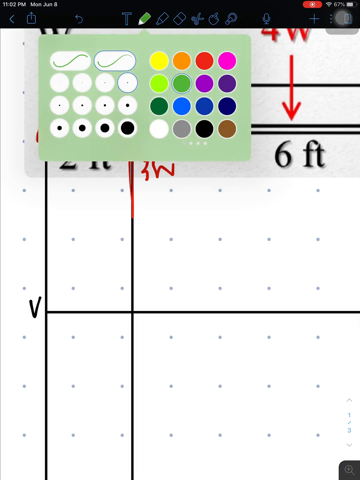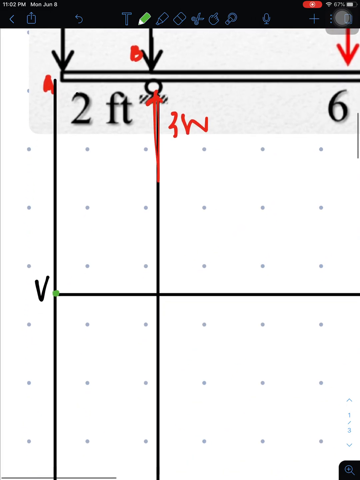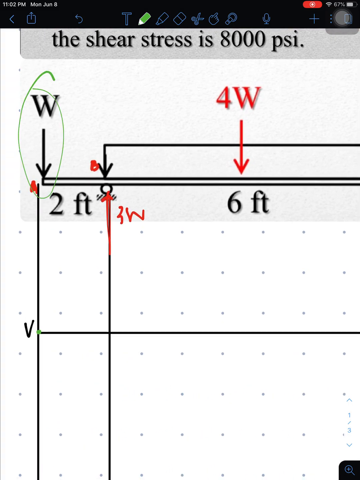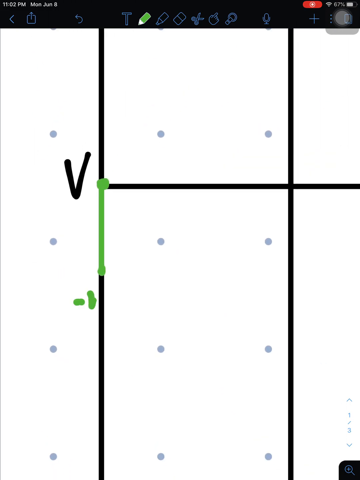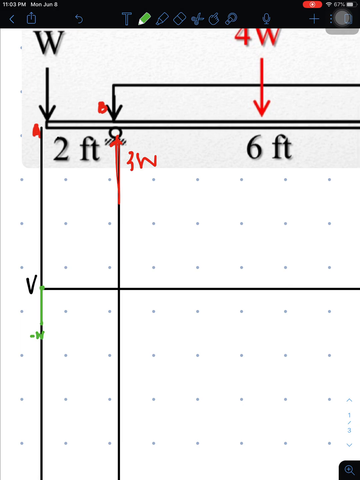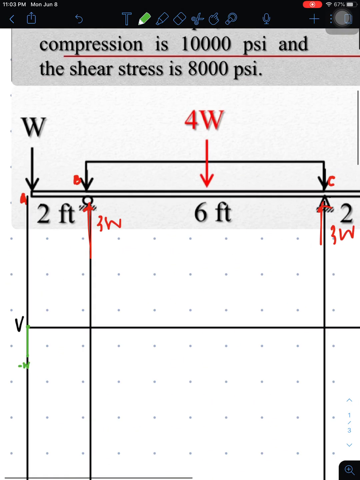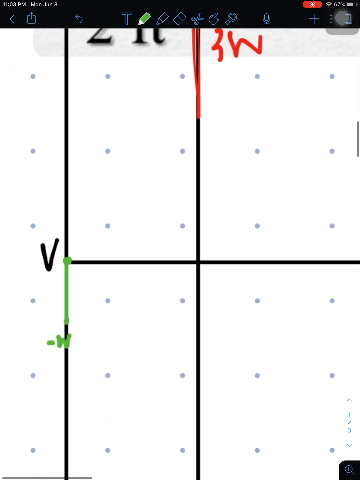Right, so let's draw the shear diagram. Let's start from 0. Since there is a concentrated load, at A there would be two values. So first is 0, then the next one is downward W. So it's negative W here. I'll just place the negative W here and connect this one. Please be careful with the units, okay? It will really matter. Remember that our stress is in terms of psi, or pounds per square inch, and our distances here are in feet. So we have to be careful.